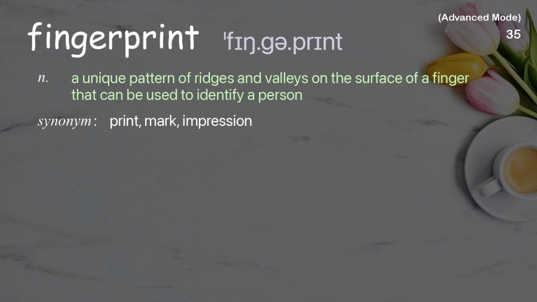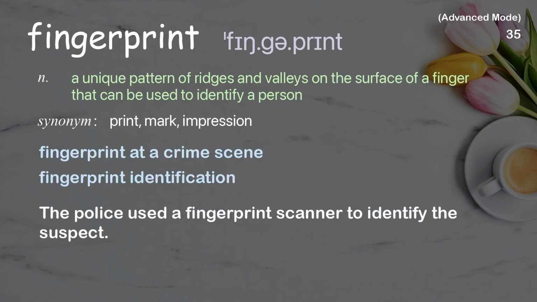Fingerprint. A unique pattern of ridges and valleys on the surface of a finger that can be used to identify a person. Examples: Fingerprint at a crime scene. Fingerprint identification. The police used a fingerprint scanner to identify the suspect.